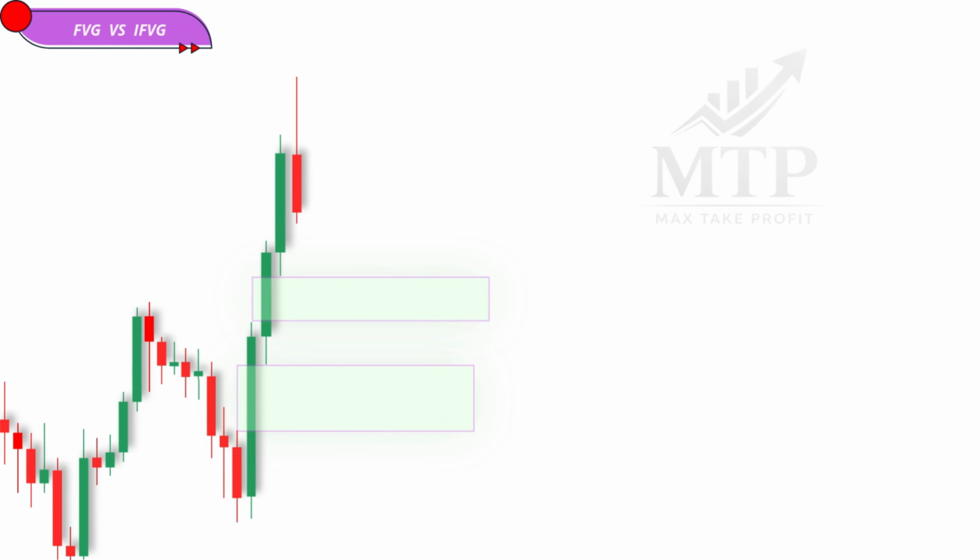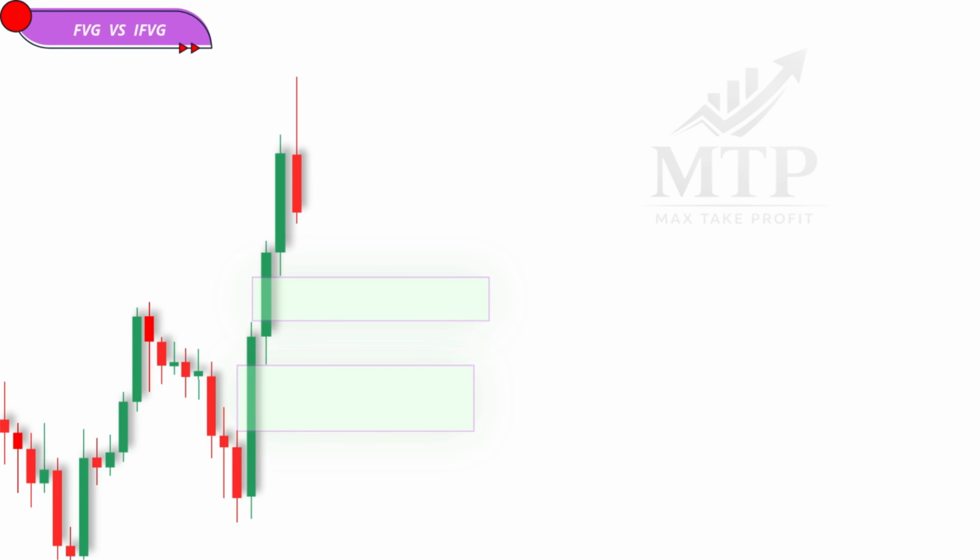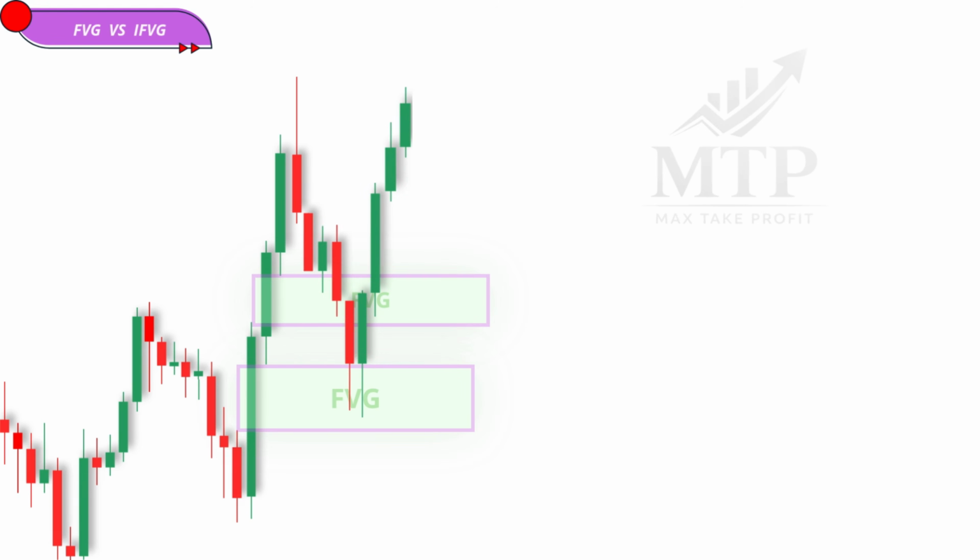FVG, fair value gap, versus IFVG. Let's continue with the third tool, the FVG, the fair value gap, or imbalance. This is one of the most powerful concepts in ICT, and the most visual one. Simple definition: an FVG is a hole in price, an empty space between three candles where price did not trade. Look at this space. Price moved up too fast. It left an imbalance, a zone where no one could trade. That is an FVG. The market hates imbalances. It loves to come back and fill these zones before continuing its move. An FVG is like a magnet. Price will want to return to it.